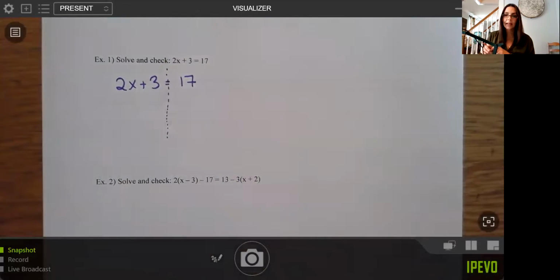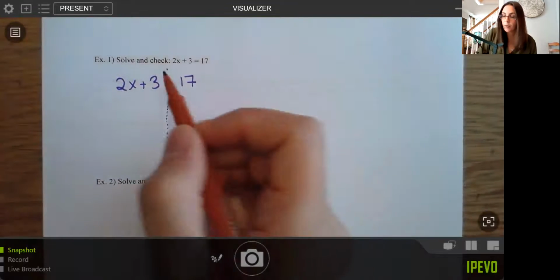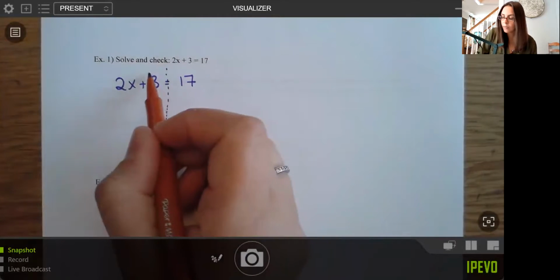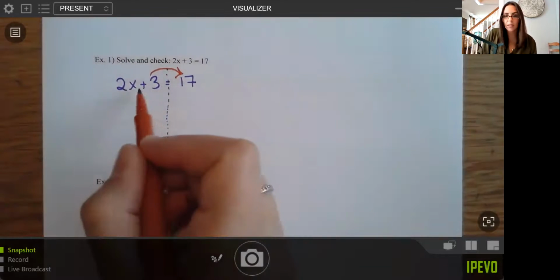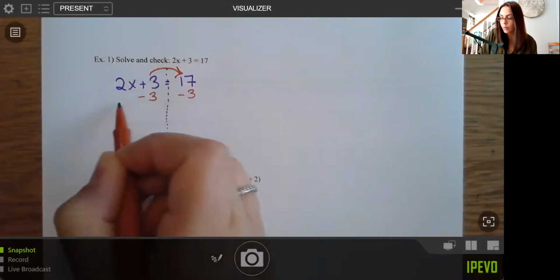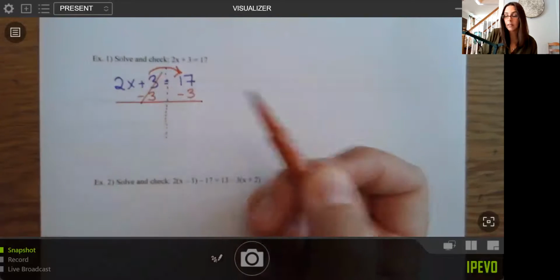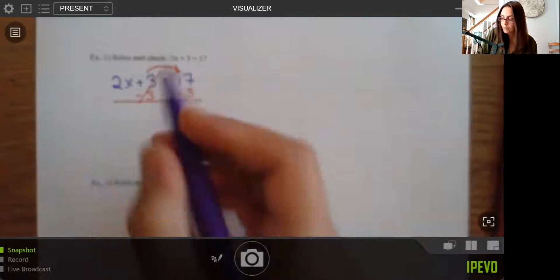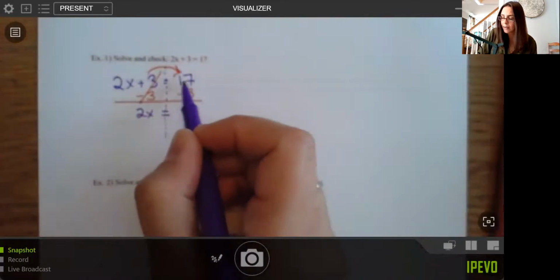We're still using this like term idea. I would really like the 17 and the 3 together, but they're on wrong sides. To bring the 3 to the other side, you have to do the opposite. If it's +3 on the left, we're going to do -3 to bring it to the right. 3 minus 3 is 0, so it allows us to cancel it on the left. The 2x is just going to come down. And then on the right, 17 minus 3 is 14.